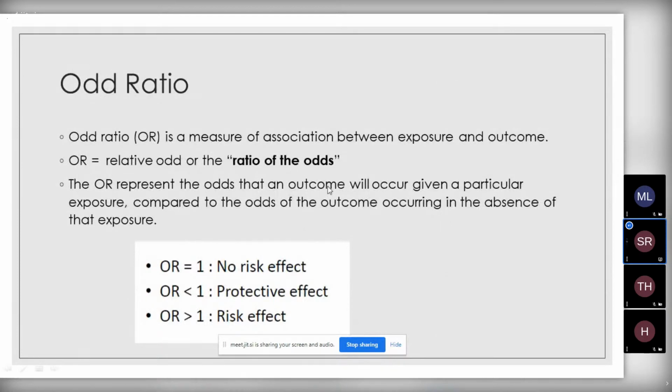So what is the odds ratio? The odds ratio is just the ratio of odds, or we can call it the relative odds. The odds ratio is usually used to measure the association between groups, either exposure or outcome groups, for example, the male group versus the female group.